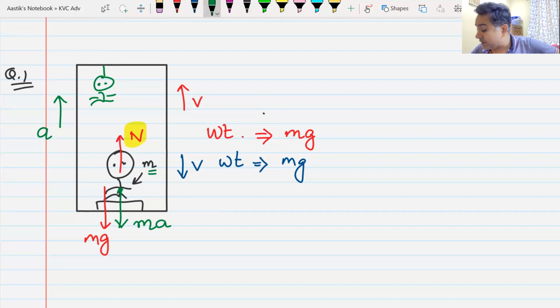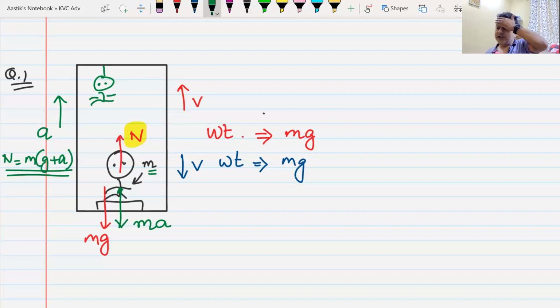This normal reaction will be equal to m into (g plus a), and therefore we will see that the weighing machine will read its weight more than what it actually is. Do we understand this? Yes, sir. So when this lift is moving up, the weight that will be read in the weighing machine would be m into (g plus a).